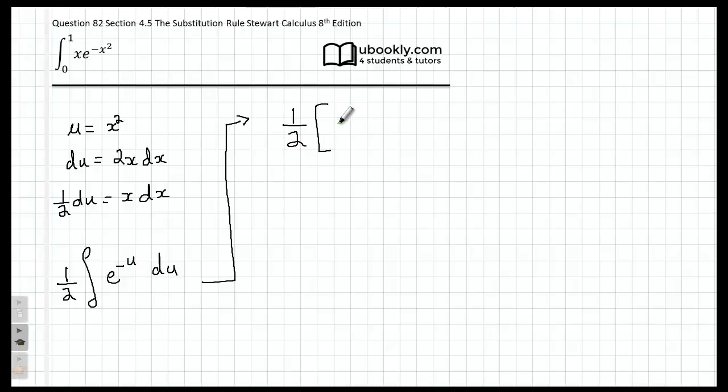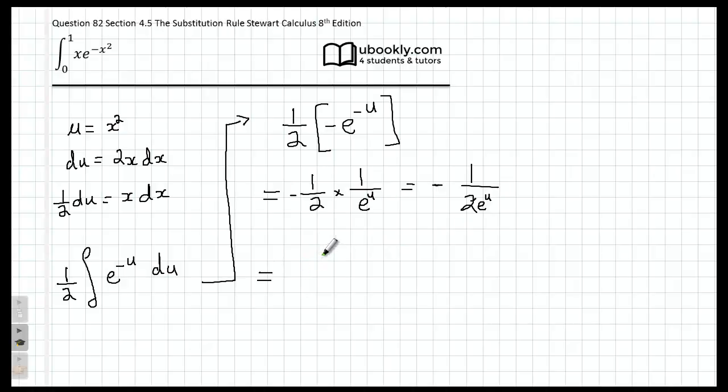into the integral of e to the negative u, which will just be negative e to the negative u, and this would be a half multiplied by 1 over e to the u, and that will simplify to negative 1 over 2 e to the u. And now I'll substitute in x squared for u. I'll get negative 1 over 2e to the power of x squared, and I'm going to have to take that from 0 to 1.